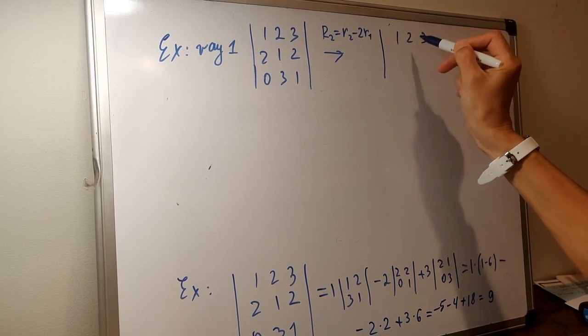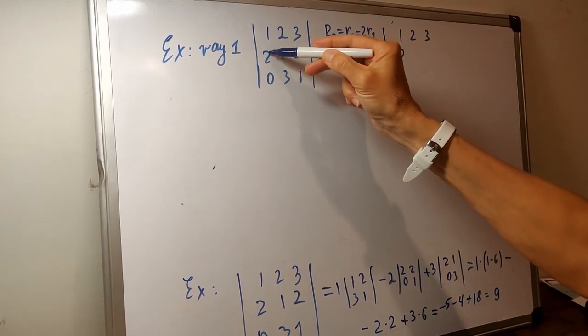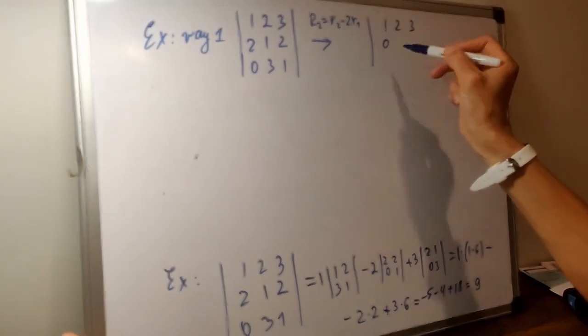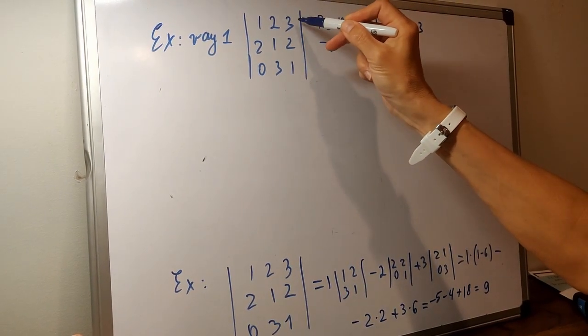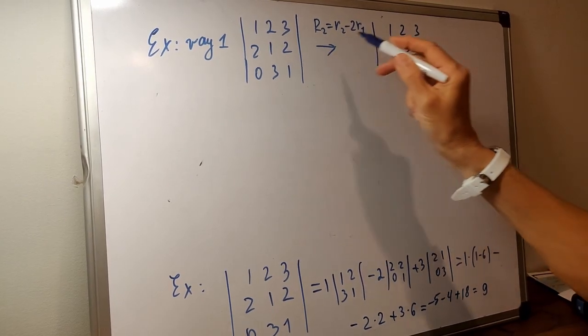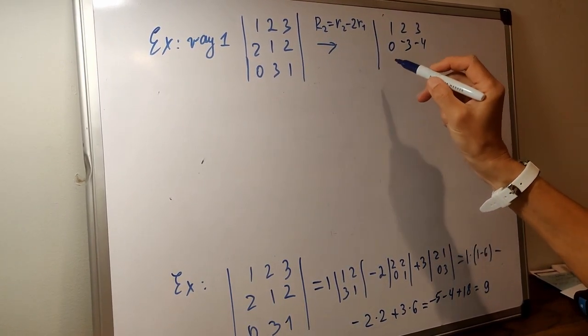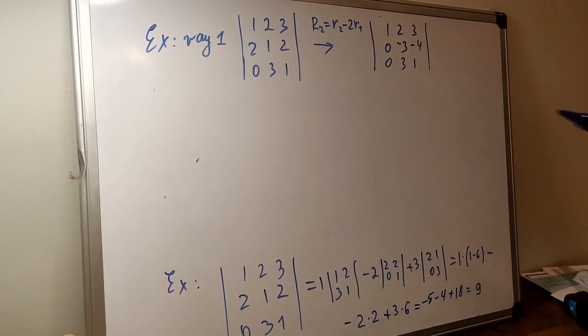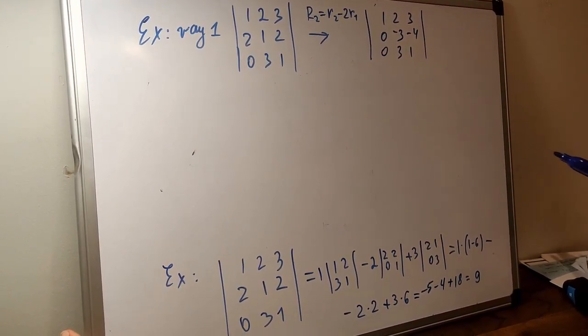So 1, 2, 3. I'm going to get 0 here: multiplying by 2, it's 4, and 1 minus 4 is negative 3. And multiplying by 2 is going to give me 6, and 2 minus 6 is negative 4. Well, we do have 0 over here already, so I don't need to do anything. Now, what am I going to do?